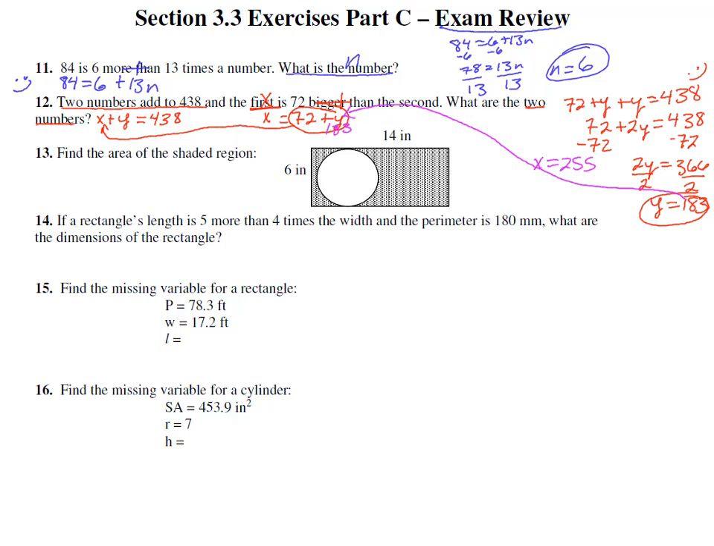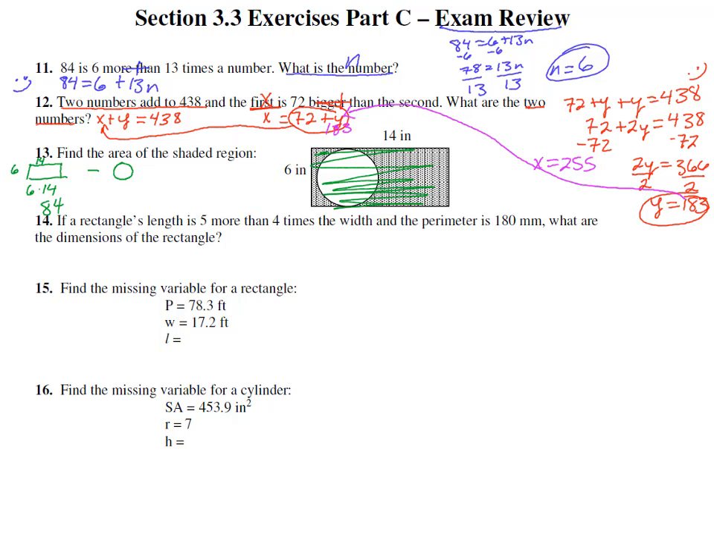Number 13 says find the area of the shaded region. And it looks like we have a rectangle with a circle cut out of it. And that's exactly how we're going to do it. We're going to find the area of the rectangle and then cut out the area that has the circle. So the area of the rectangle, all of it right here, is 6 by 14, and the formula is length times width. So 6 times 14 will give us 84. That'll be 84 inches squared, and let's cut out the circle.